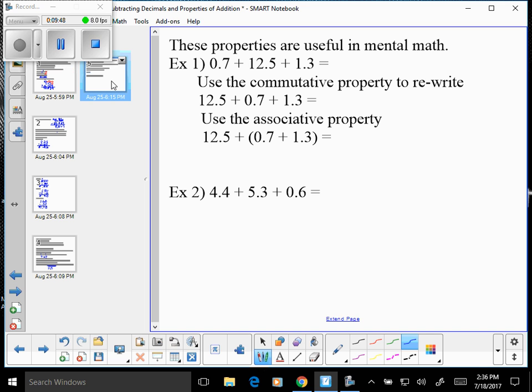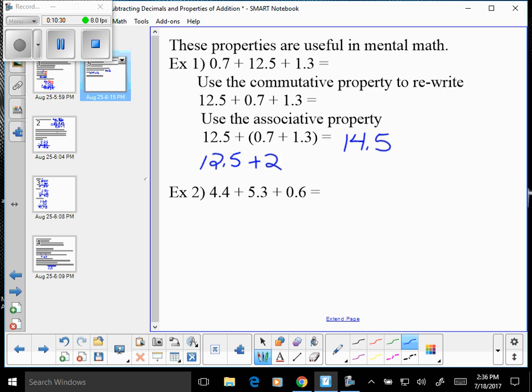Now, a lot of times I combine the ideas. Let's look at example 1 here. I've got a 0.7, a 12.5, and a 1.3. In my brain, I see 1.3 and 0.7 is going to be 2. So I can use the commutative property to rewrite. I'm going to shift that 12.5 to the left and move that 0.7 next to the 1.3. Then I'm going to put in parentheses that say, hey, if I take 0.7 plus 1.3, I'm going to get 2. Now I can add those two numbers very easily and get 14.5.